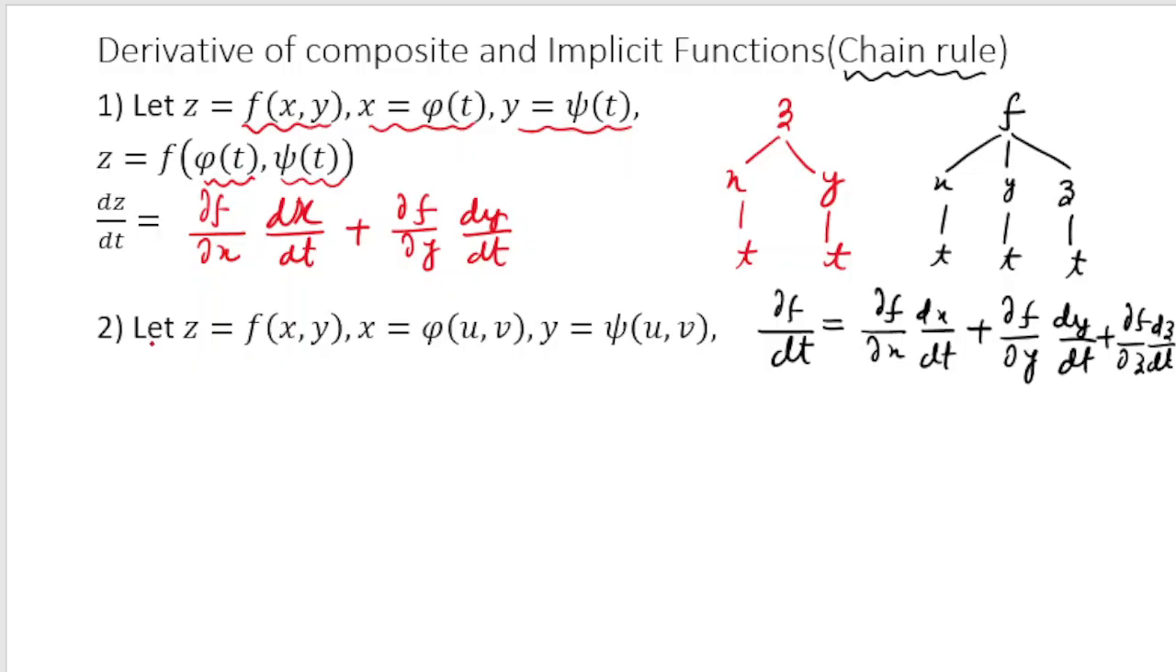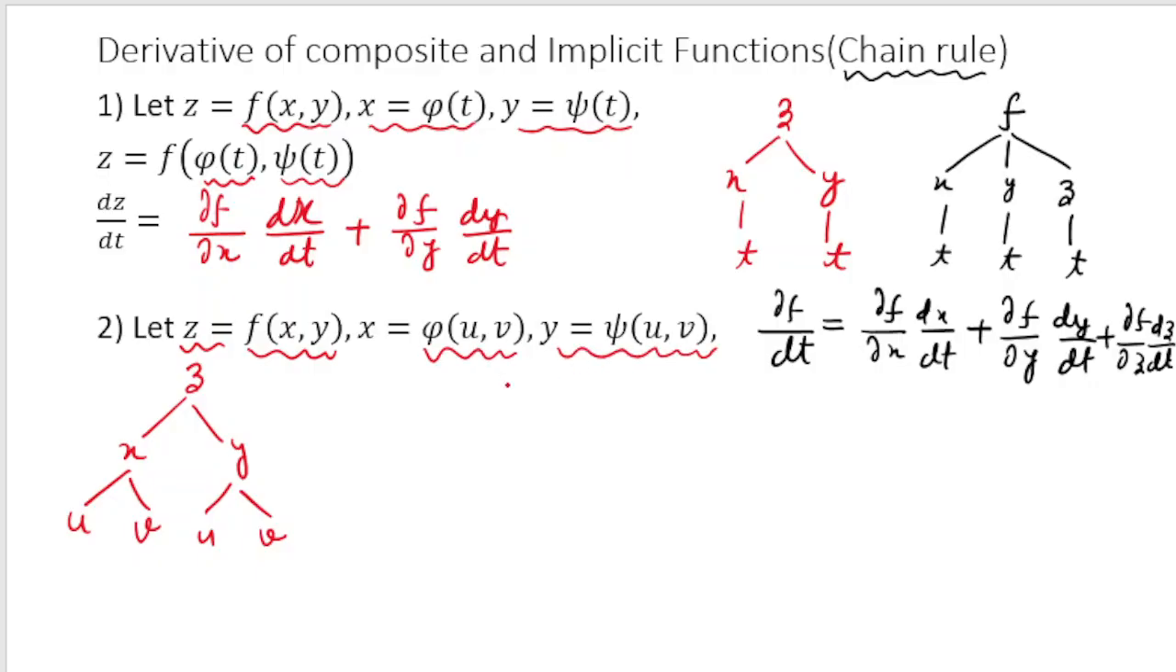Now another important observation is that there may be a situation where we have a function z which is dependent on x and y, and x and y are further dependent on more than one variable, that is u and v, right? So here we have the situation that z is a function of x and y, and x is further dependent on u and v, and y is further dependent on u and v. And suppose we have to find del f by del u. So how to find del f by del u?